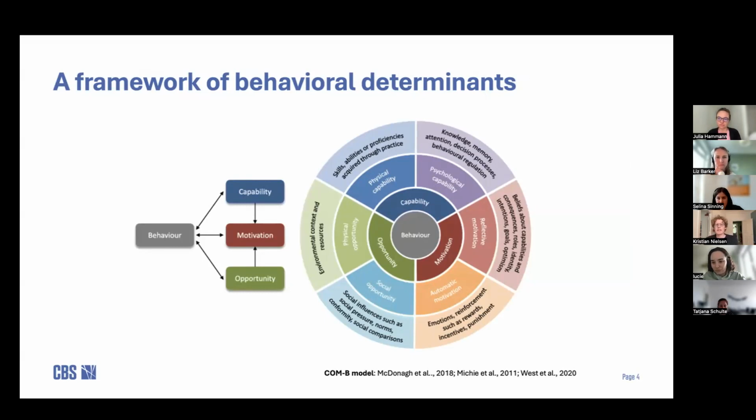What they identify is three overarching clusters of determinants, and you need these three clusters together before a behavior can happen. You need the capability to perform the behavior. You also need the motivation to perform the behavior. And you need, most importantly, the opportunity.